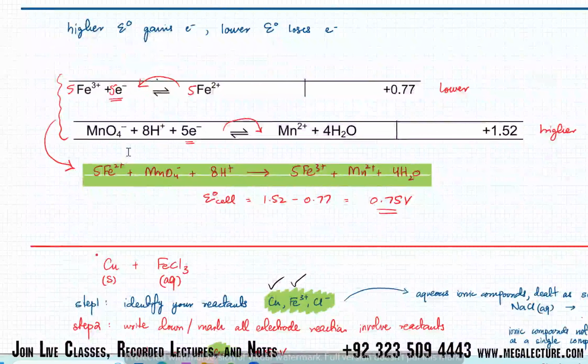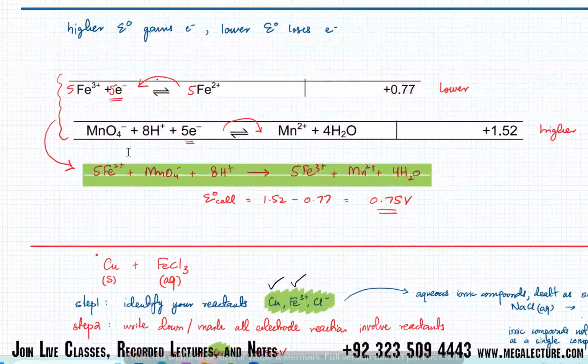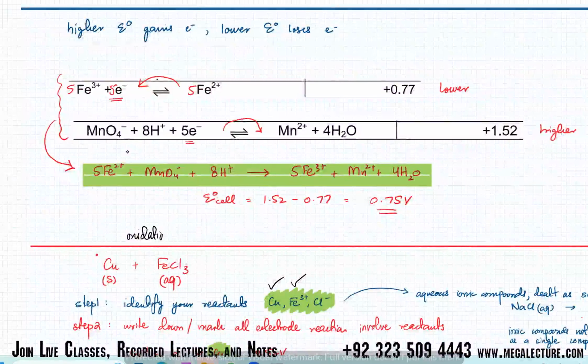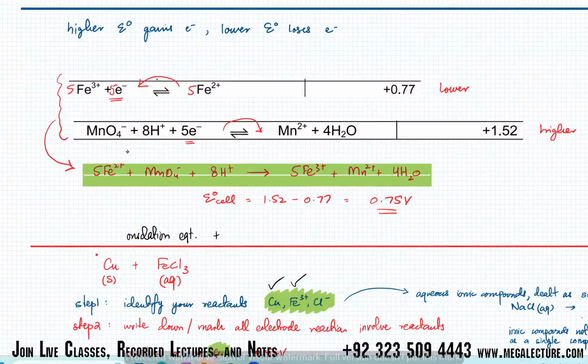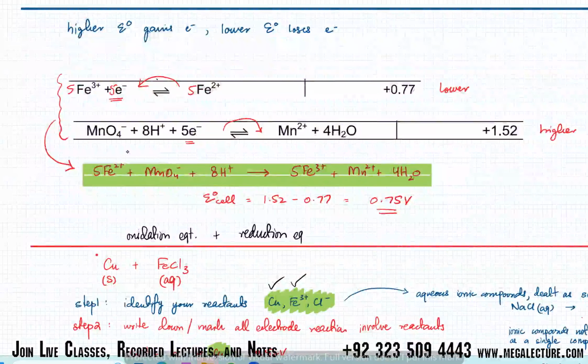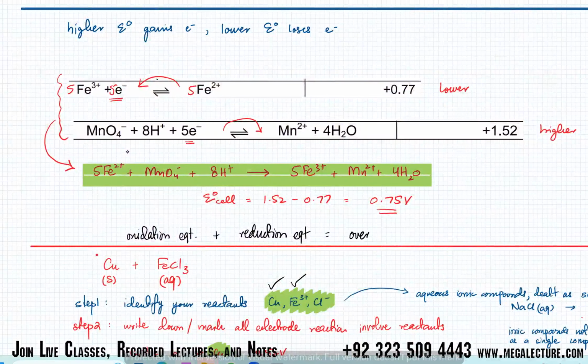So basically you had this thing going on, which you can write in equation form: that's the oxidation equation plus your reduction equation, and that's equal to your overall equation. Okay, Varda, is this clear?